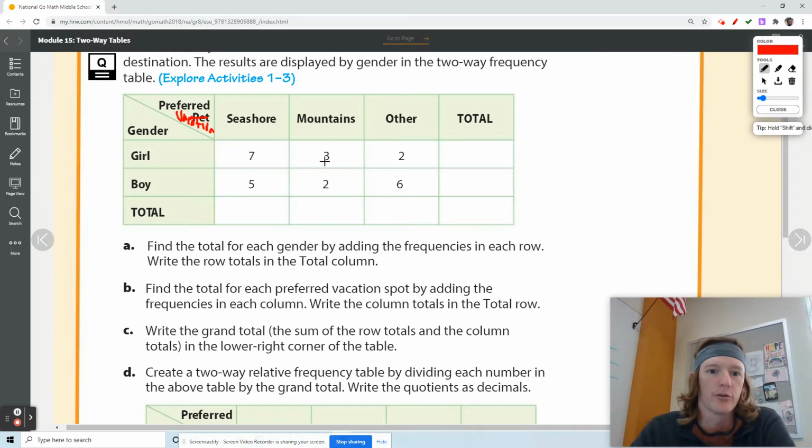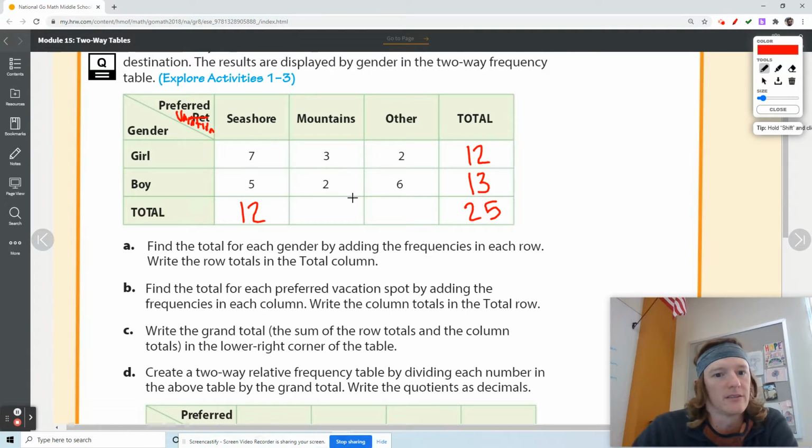So this total amount of girls that were asked is going to be 7 plus 3 plus 2 will be 12. Total number of boys will be 5 plus 6 plus 2 is 11, 12, 13. Total number of people should be 25. 12 girls, 13 boys makes 25. 7 plus 5, we had 12 people say the seashore. We had 5 people say the mountains. And we had 8 people say other.